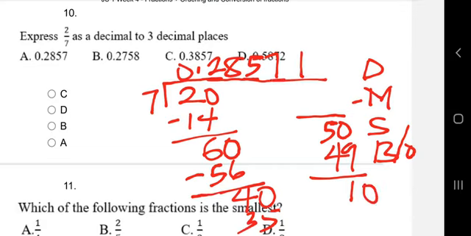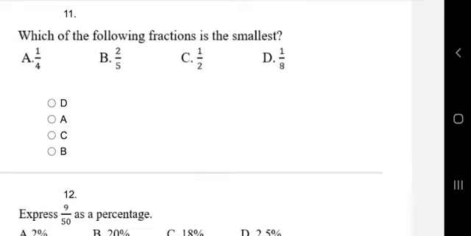Now let's stop here. The question asks us to round it to 3 decimal places, but the options are all in 4 decimal places. So let me write this one out. First we have 0.28571. So we have 0.2857, 0.287. Option B is out. Option C is out. So the option is A. The answer should be A. So move to the next question. Question number 11 says, which of the following fractions is the smallest?